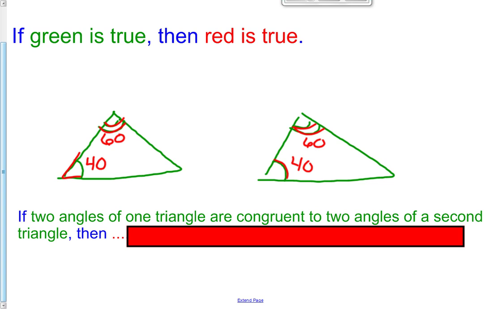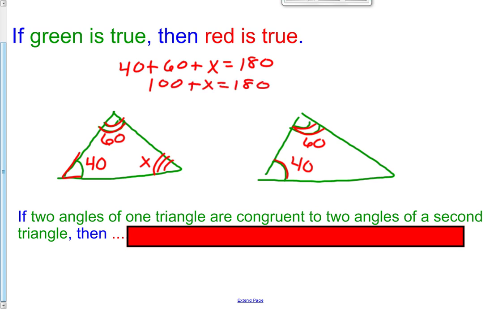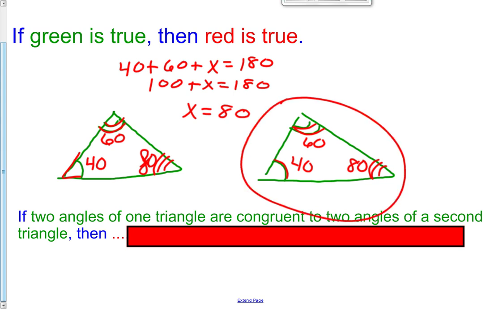Now, if there's 180 degrees in a triangle, we could say 40 plus 60 plus the other angle, we'll call this angle x for now, has to equal 180 degrees, right? So 40 plus 60 is 100. 100 plus x equals 180, so x has to equal 80 degrees. Well, if x has to equal 80 degrees, what does this third angle have to be in this triangle? Well, it obviously has to equal 80 degrees as well, right? Because in this triangle, there also has to be 180 degrees.